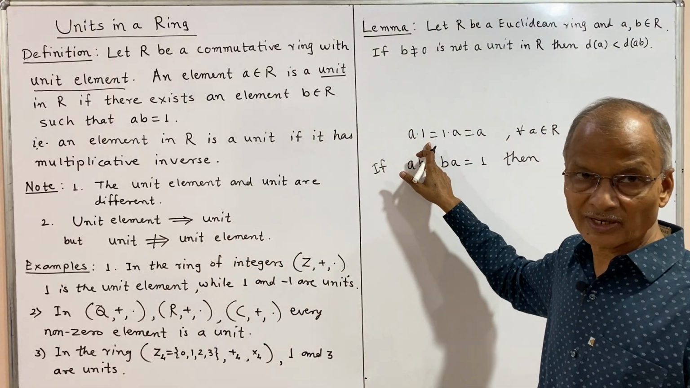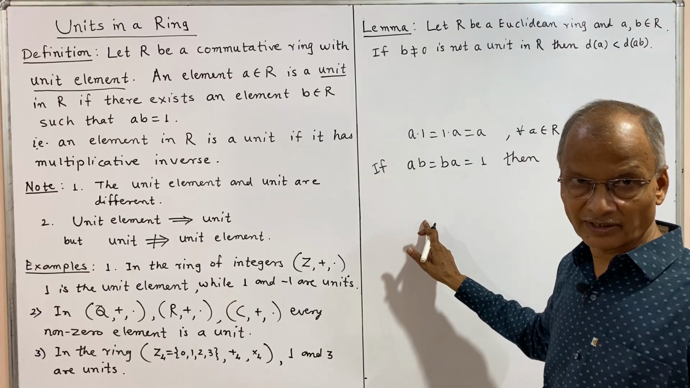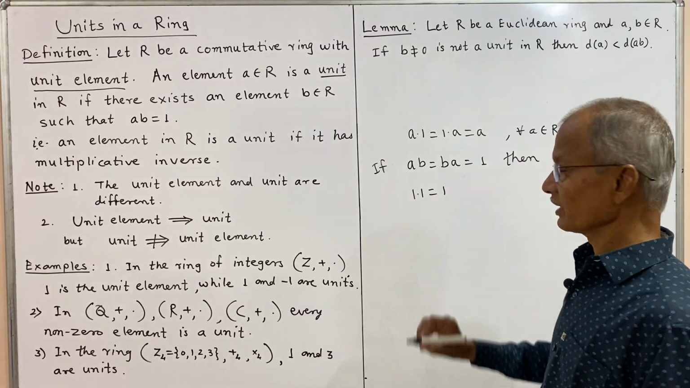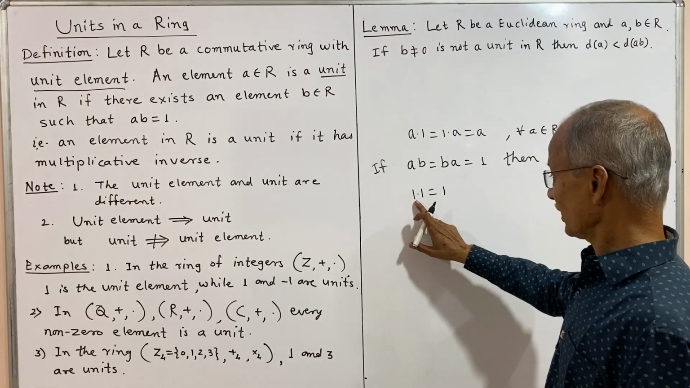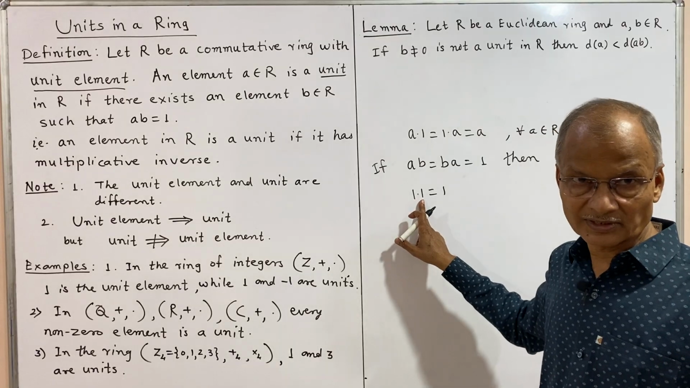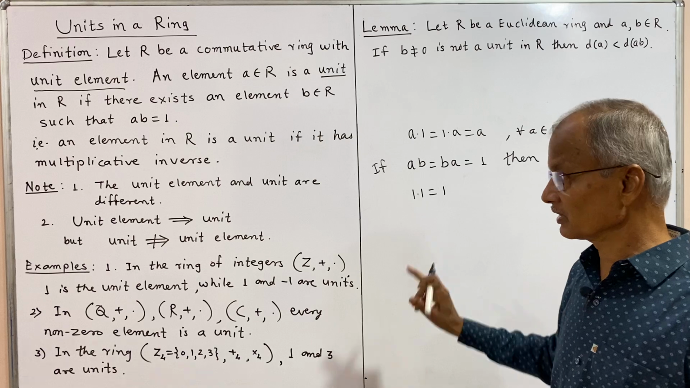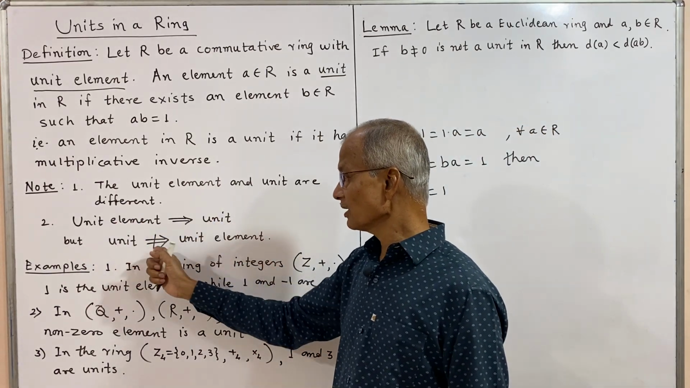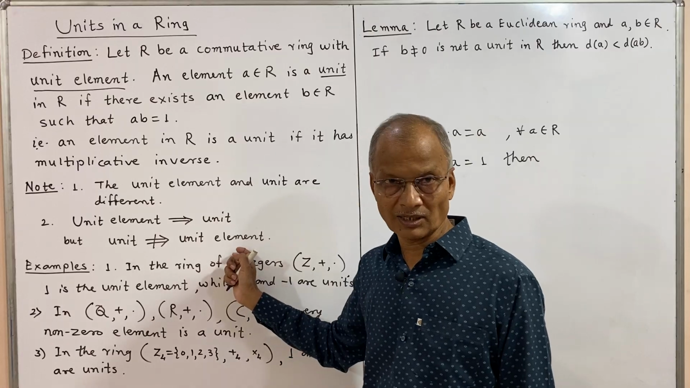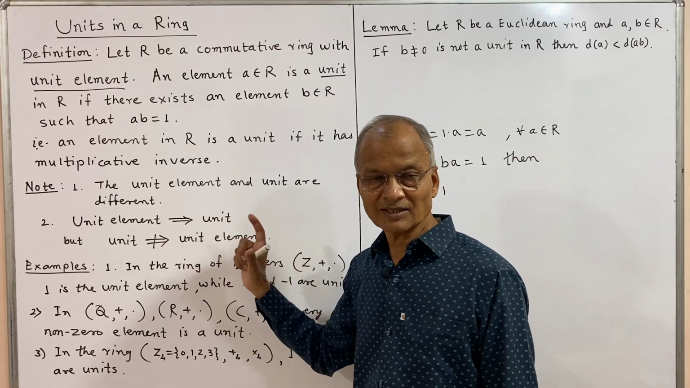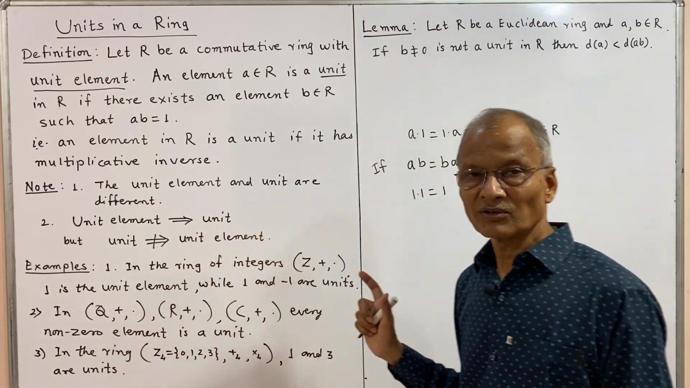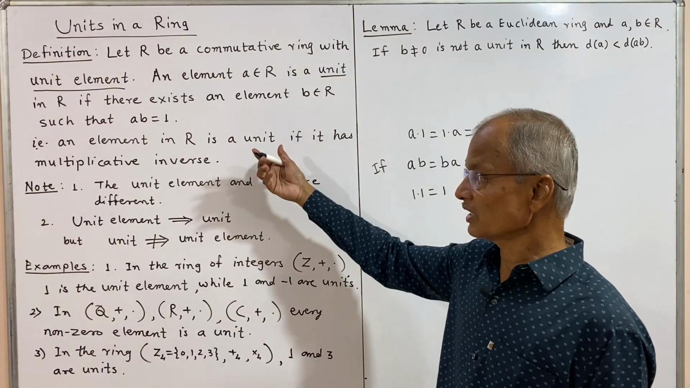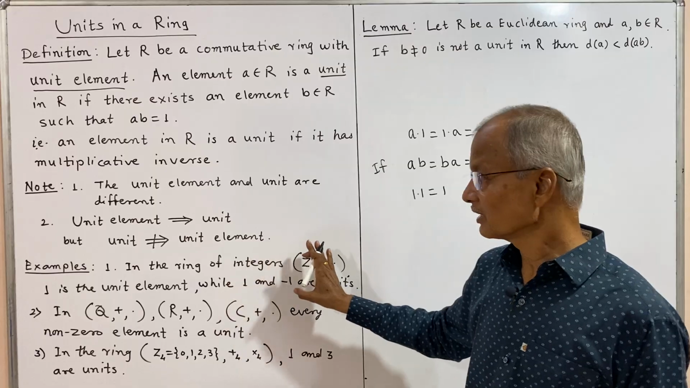Now 1 is a unit element. 1 is also a unit in the ring, because we have 1 into 1 is equal to 1. So therefore 1 has a multiplicative inverse, itself, and therefore 1 is a unit. So every unit element is a unit, but a unit may not be a unit element. So that is the difference between unit element and unit. The unit element is only 1, and units are those elements which have a multiplicative inverse.